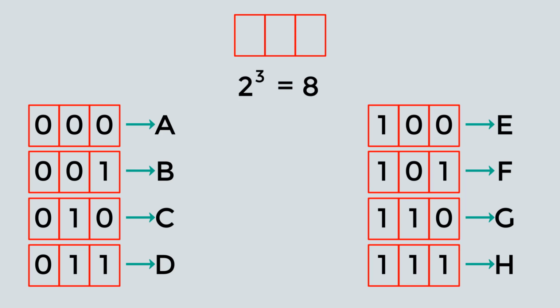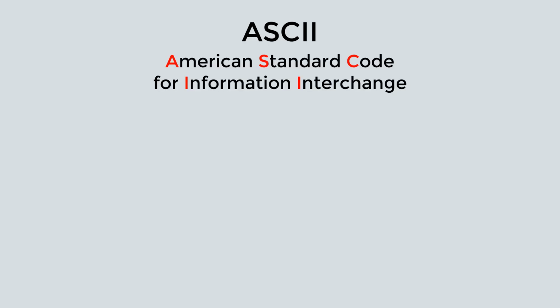3 bits are clearly not enough for all the characters we use. Even 4 bits only gives us 2 to the power of 4, which is equal to 16 possible patterns. That is not enough for the 26 letters of the English alphabet, even before including uppercase letters, digits, spaces, and punctuation. One of the earliest widely used character encodings was ASCII. ASCII stands for the American Standard Code for Information Interchange. It was developed mainly for English language communication and computing. ASCII uses 7 bits.